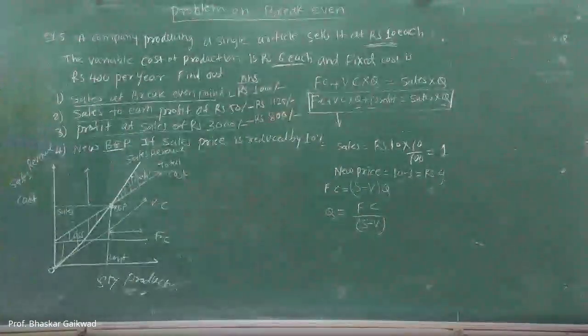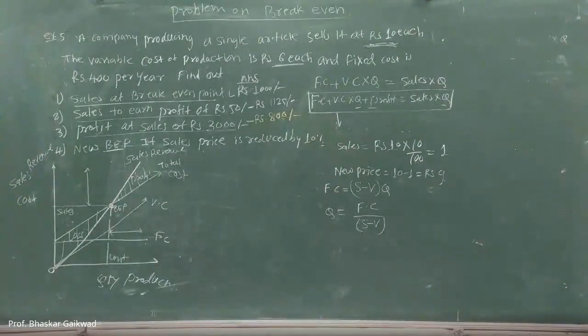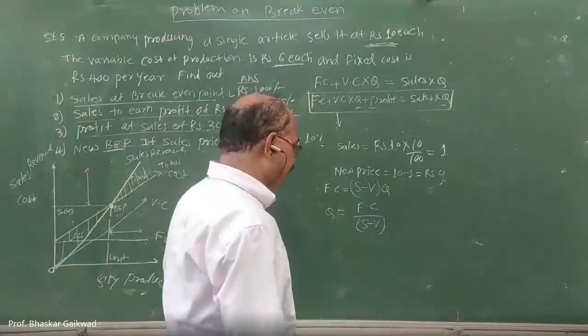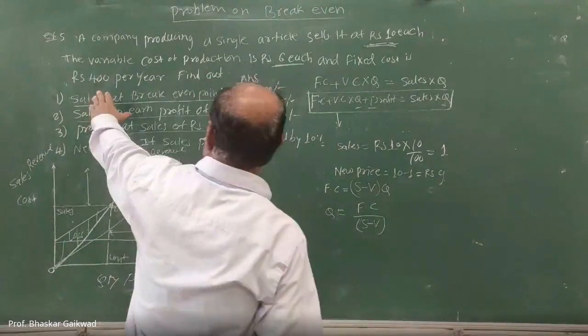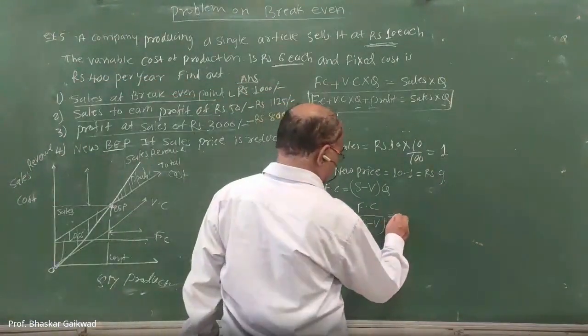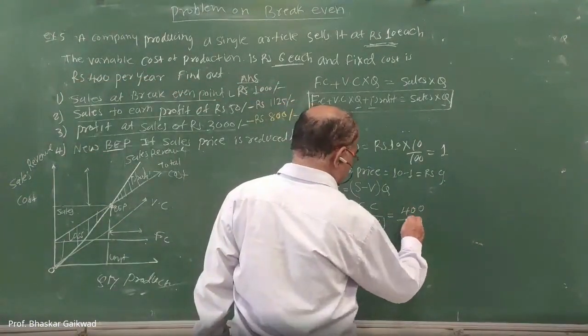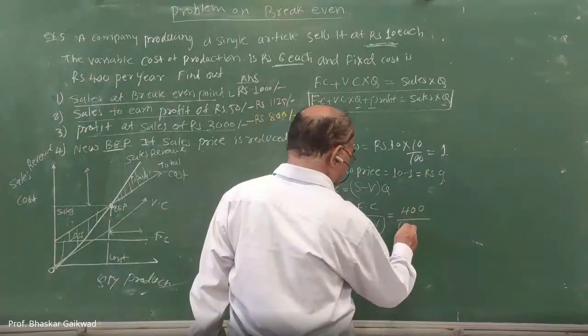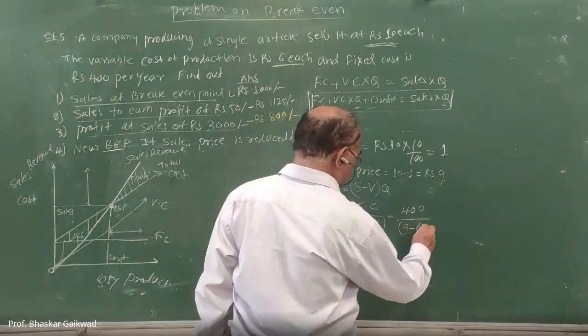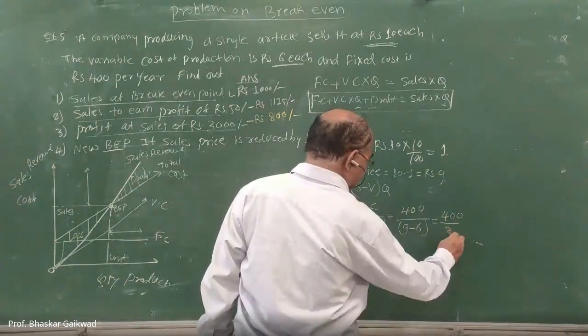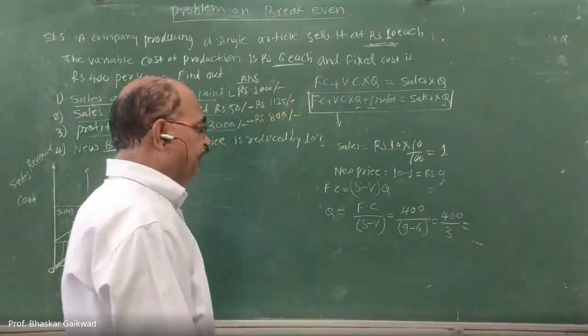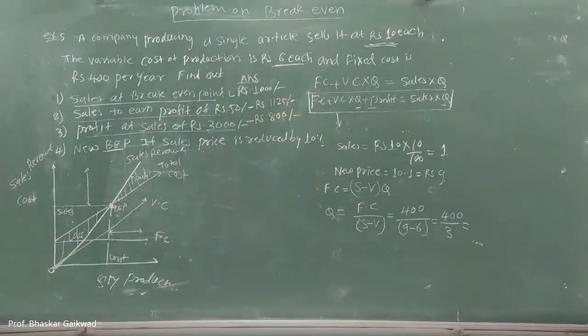So what is the new sales price? The new selling price is 9. The variable cost remains 6. The fixed cost is 400. So here 400 divided by the new selling price 9 minus variable cost 6, which is 400 divided by 3. So what is the quantity here? Calculate. How much quantity? 133.34.